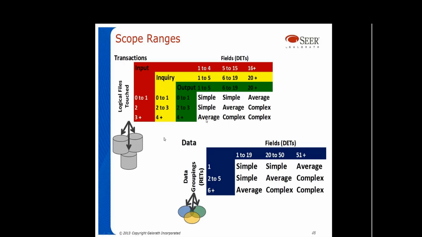The data, as in internal and external data, is evaluated based upon how many data groupings you've got and how many fields. Data groupings are like categories, logical ways of organizing fields together. So if I have a bunch of fields, but they're all very, very similar, then that's simple.